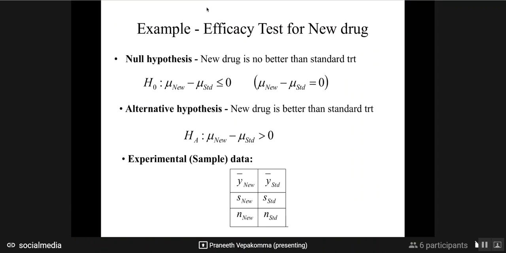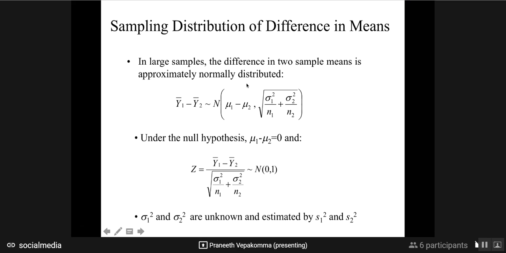So let's continue with the drug example, right? Is the new drug better or worse than the standard treatment? The null hypothesis is that it is no better. The alternate is that it is better. Now, which one do you choose based on your data set? So you run experiments on patients that take the new drug, and you also have a bunch of patients that take the standard treatment. Now you have numbers coming out in terms of how the performance is.